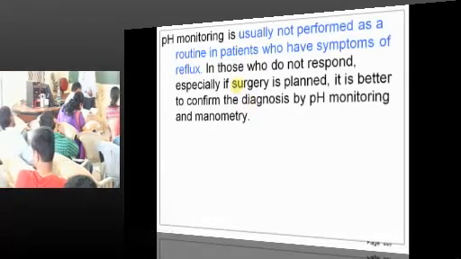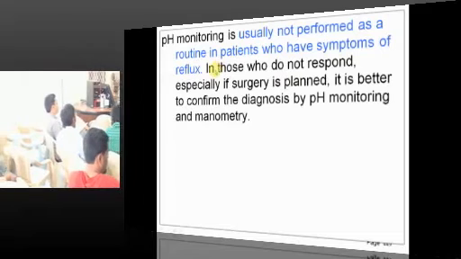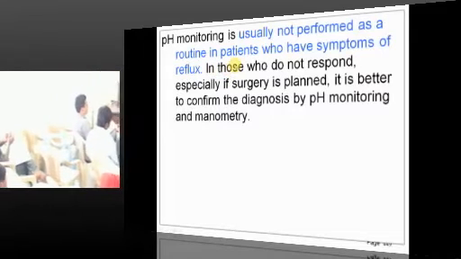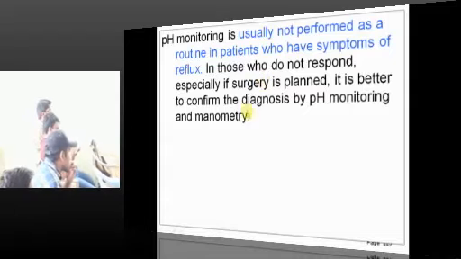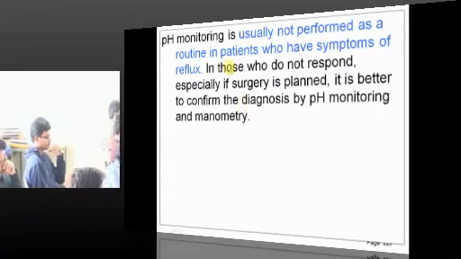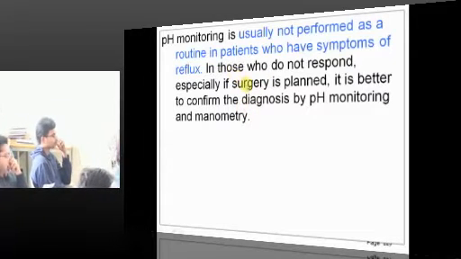Who presents with heartburn? If there are symptoms which are highly suggestive of reflux, there is not much of a role for 24-hour pH monitoring.